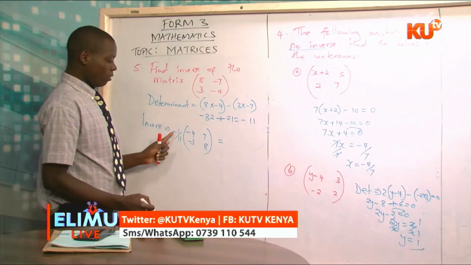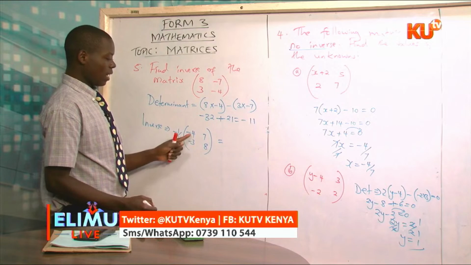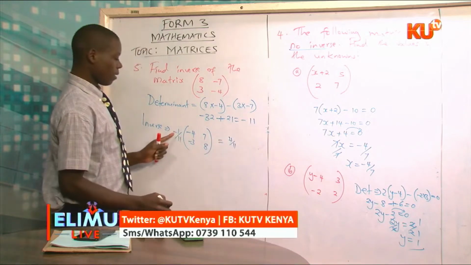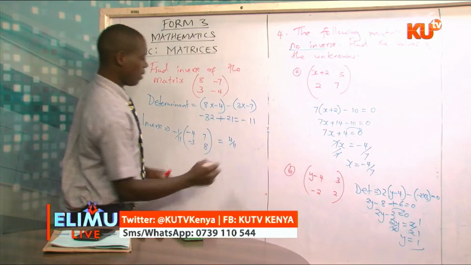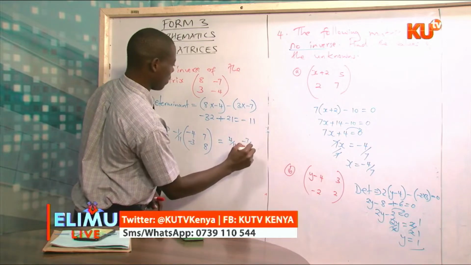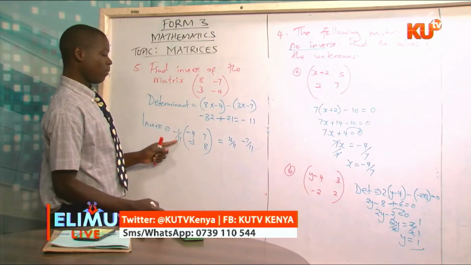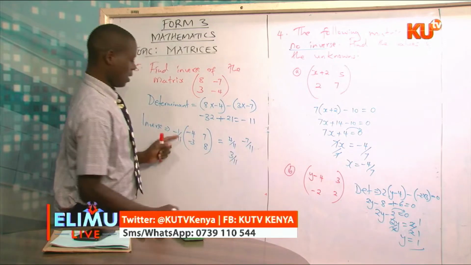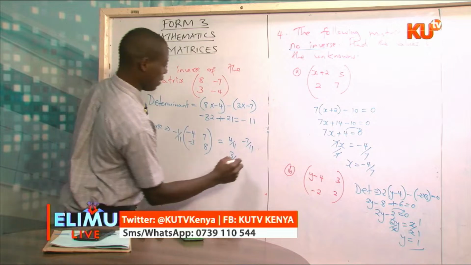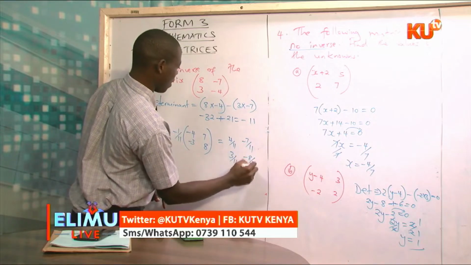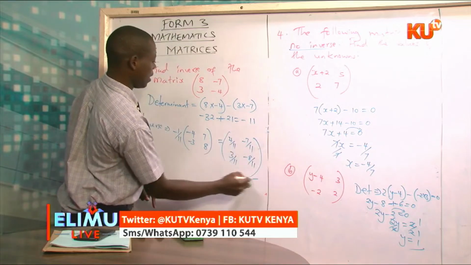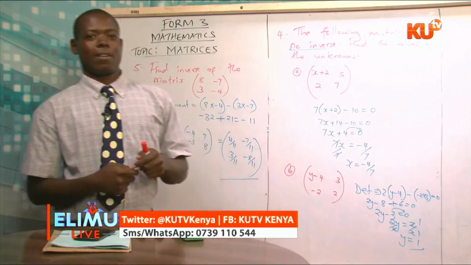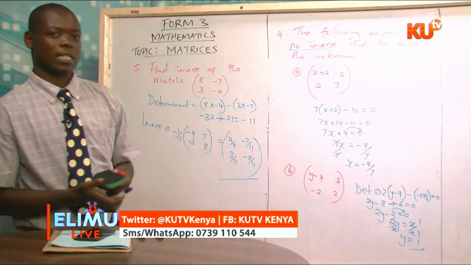By expansion, negative 1 over 11 times negative 4 gives us 4 over 11. Negative 1 over 11 times 7 gives us negative 7 over 11. Negative 1 over 11 times negative 3 gives us 3 over 11. And negative 1 over 11 times 8 gives us negative 8 over 11. This is the inverse of our matrix.